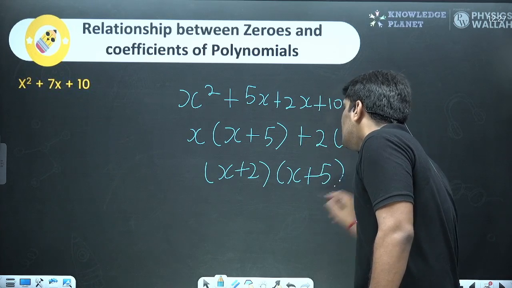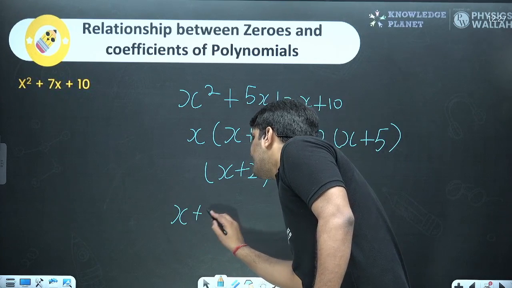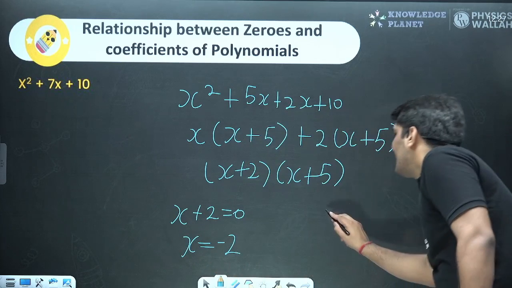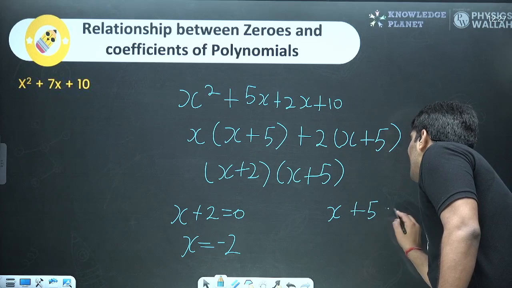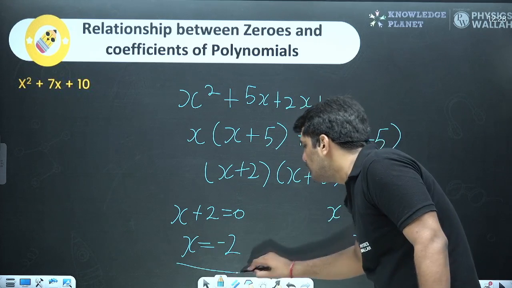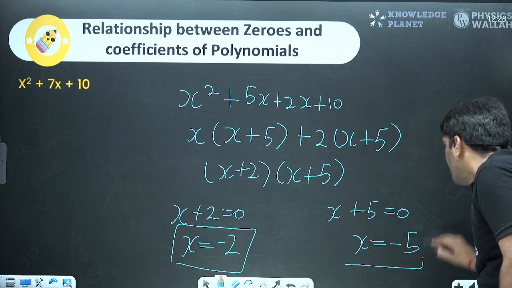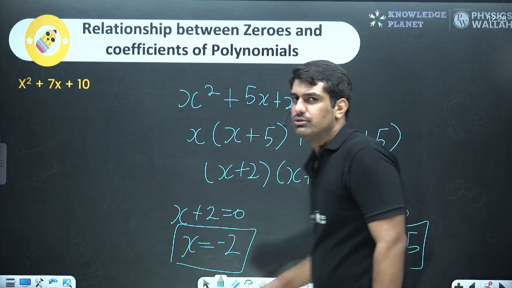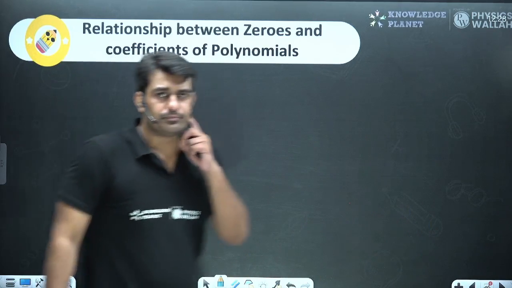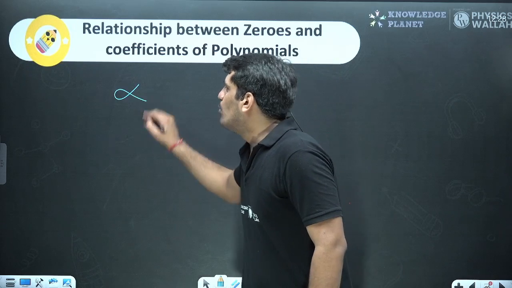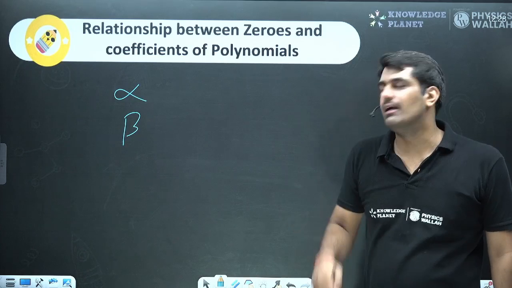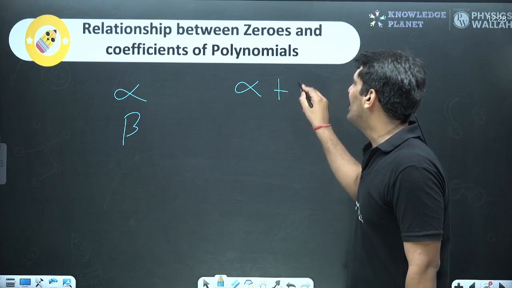What are the zeros? Zeros are nothing but equating this part equal to 0. The x value comes out to be minus 2. And equating x plus 5 to 0, x equals minus 5. These are our 2 zeros. Now, in this scenario, observe the 2 zeros: minus 2, minus 5. What can I do over here? If I say one 0 is alpha and the other 0 is beta, 2 zeros being alpha and beta, I can do the addition of the 2 zeros, alpha plus beta.